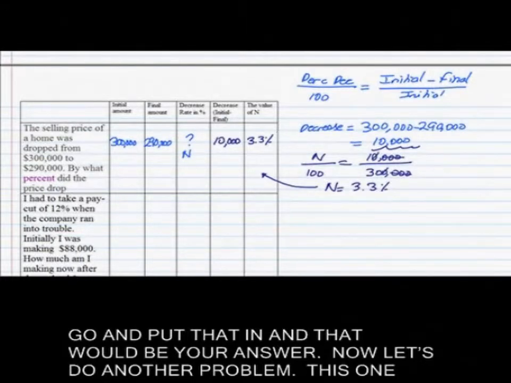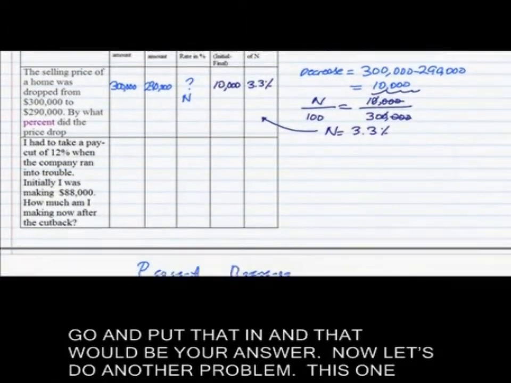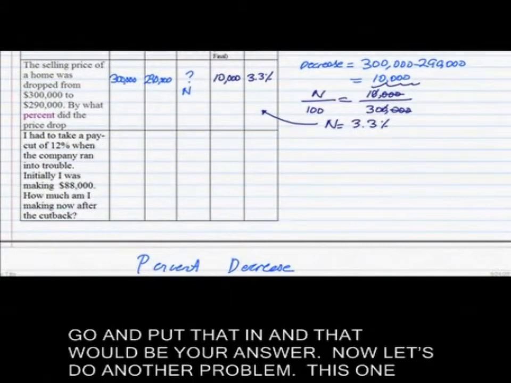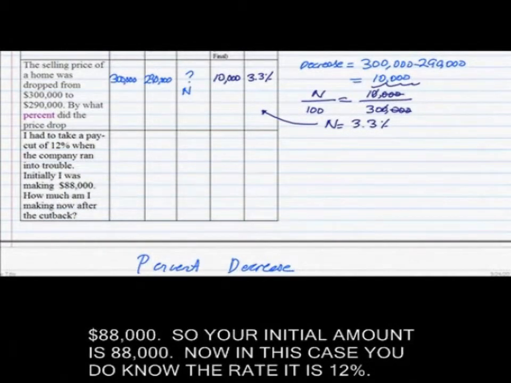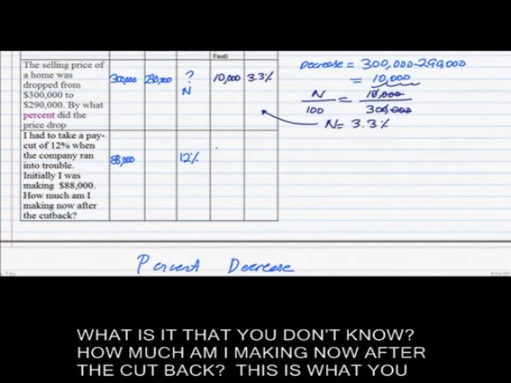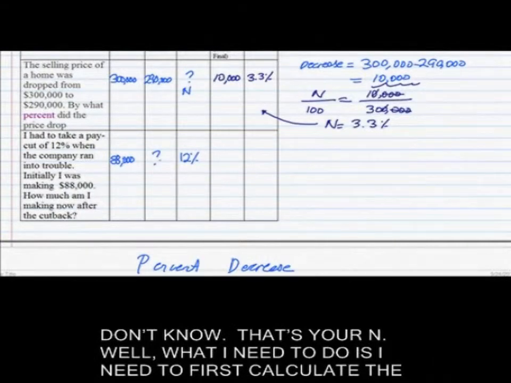Now let's do another problem. This one says, I had to take a pay cut of 12% when the company ran into trouble. Initially, I was making $88,000. So your initial amount is $88,000. Now in this case, you do know the rate. It is the 12%. What is it that you don't know? How much am I making now after the cutback? This is what you don't know.